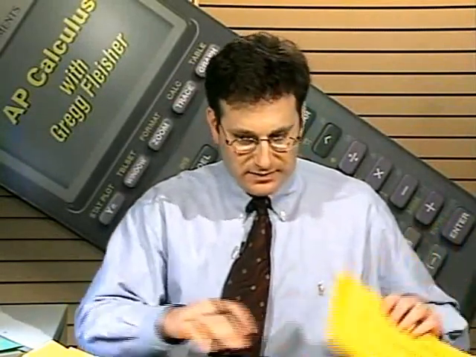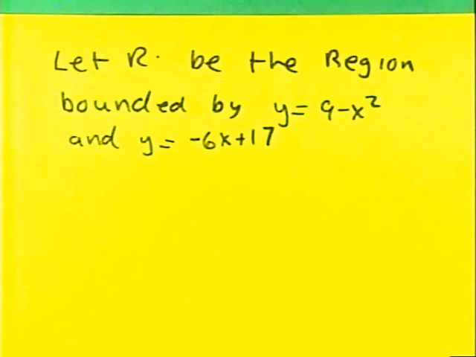Okay, what'd you do today in class? Area of a region between two curves. Okay, well, how about that? Let's do that then. Let R be the region bounded by y equals 9 minus x squared, and take your time with this, and y equals negative 6x plus 17.